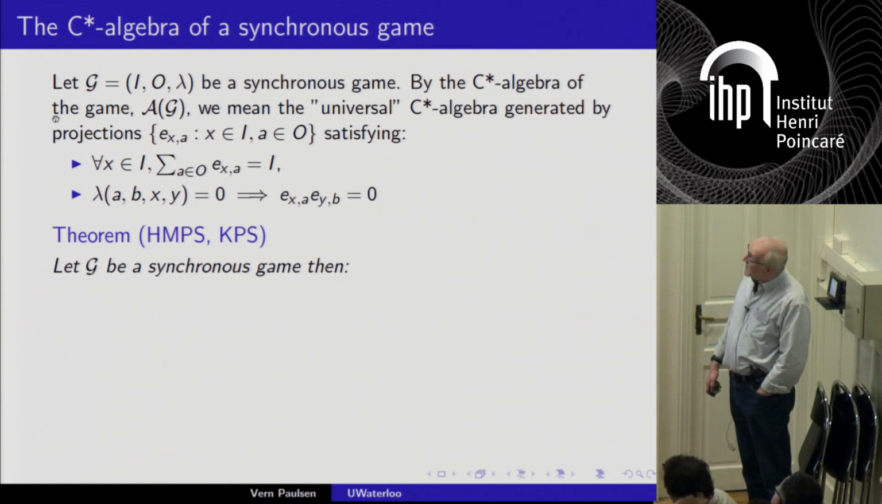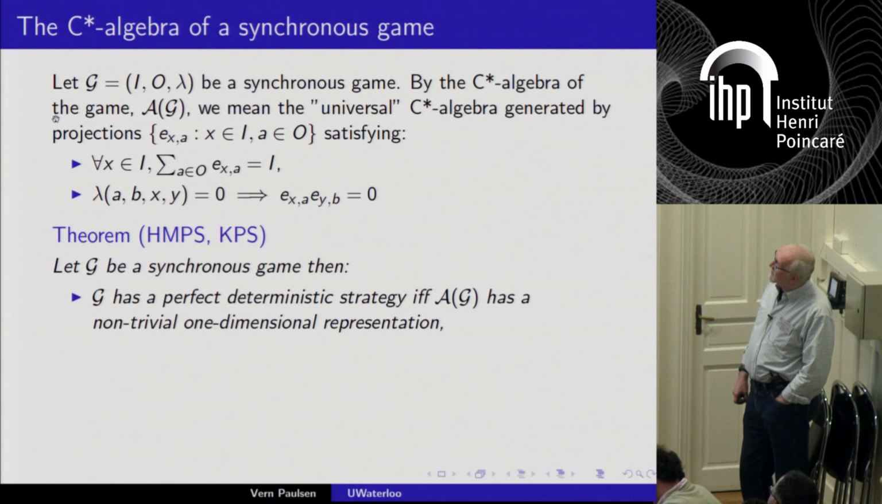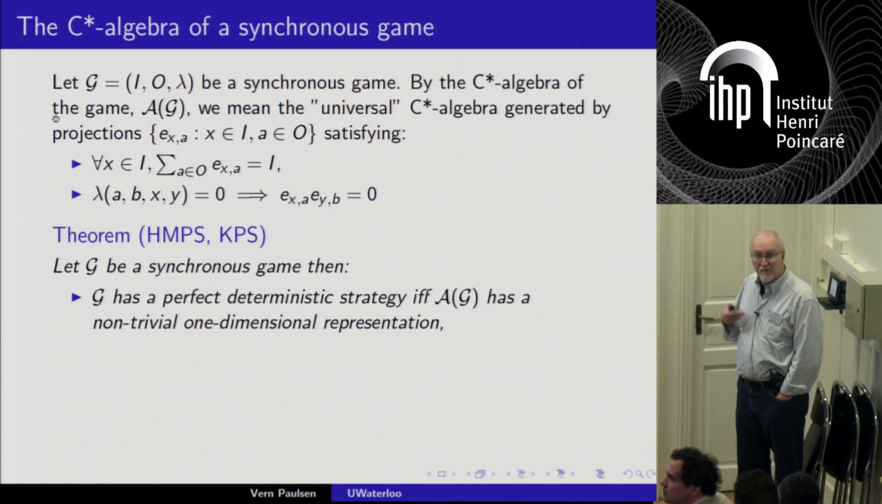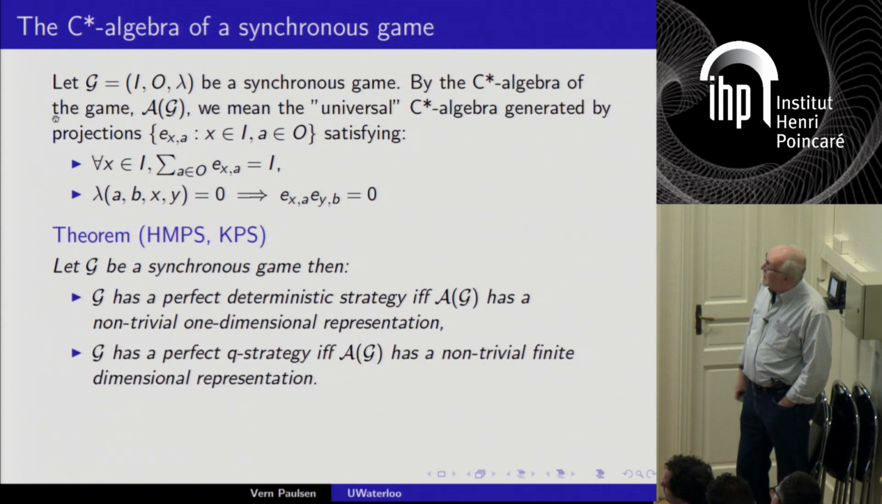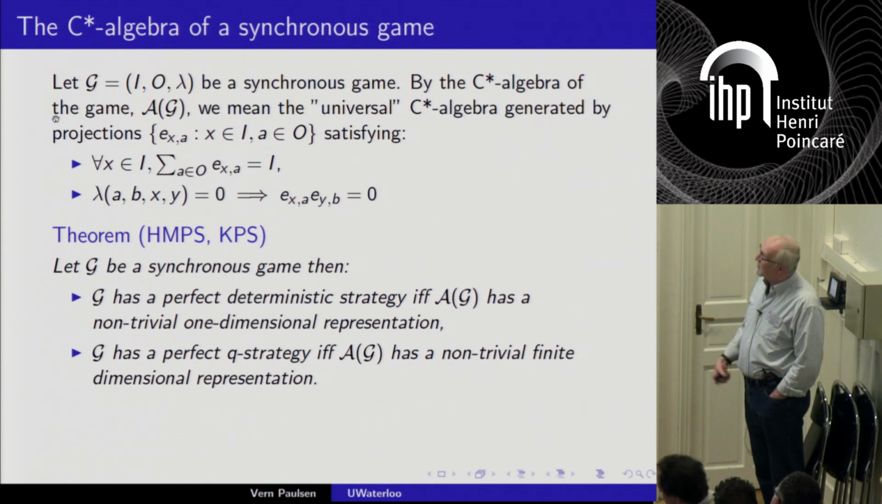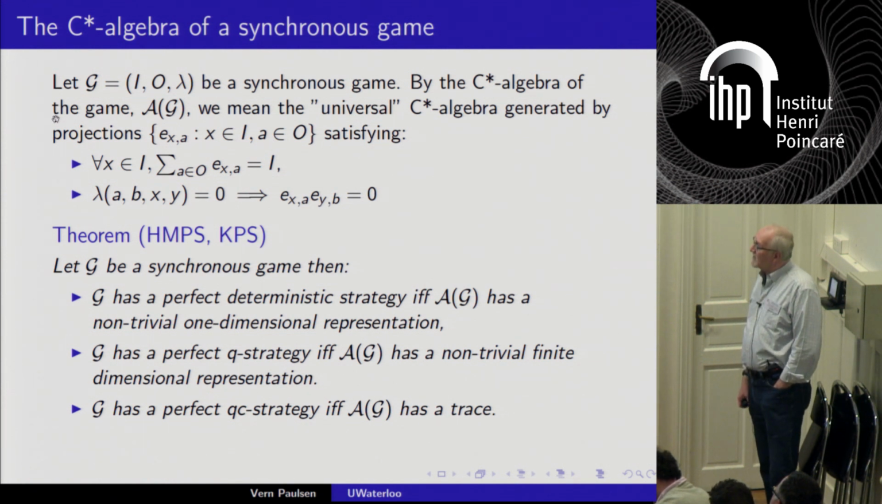And so, what is this C-star algebra good for? Well, if you have a synchronous game, then it has a perfect deterministic strategy exactly when this C-star algebra has a one-dimensional representation. So in the case of this graph coloring game, we were able to characterize the chromatic number in terms of whether or not a C-star algebra had an abelian representation. For Q strategies, it's exactly when this algebra has a non-trivial finite dimensional representation. And for QC strategies, it's exactly when this C-star algebra has a trace.